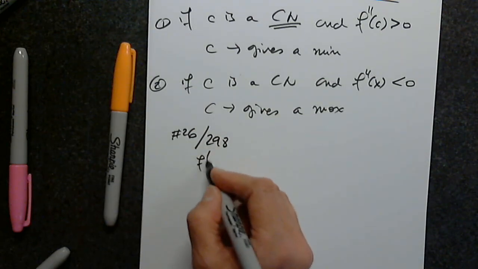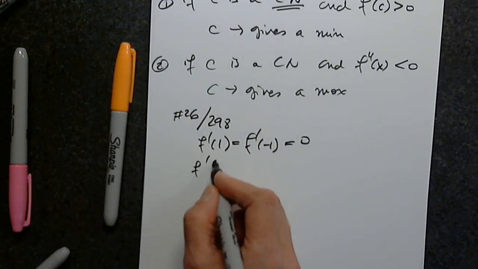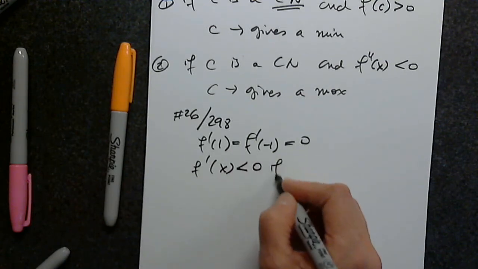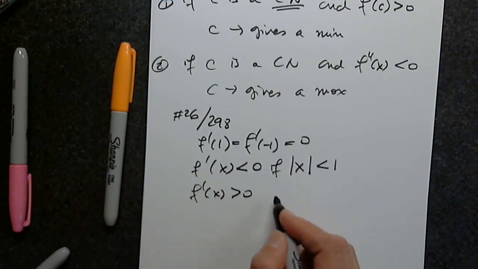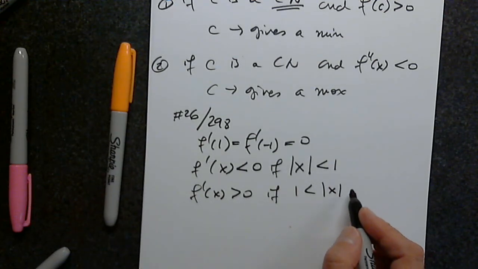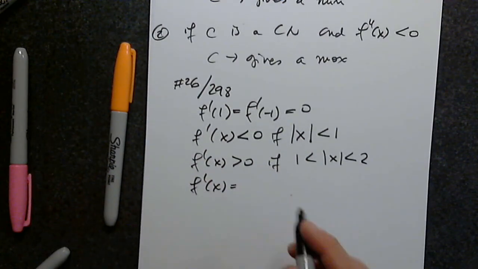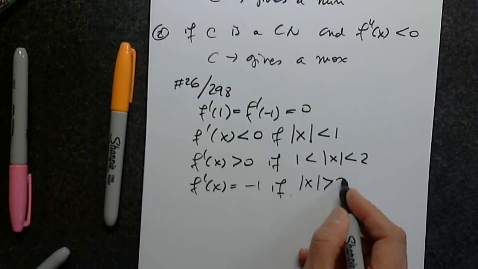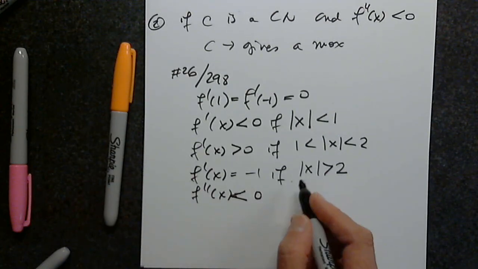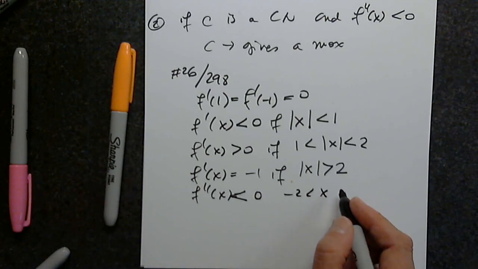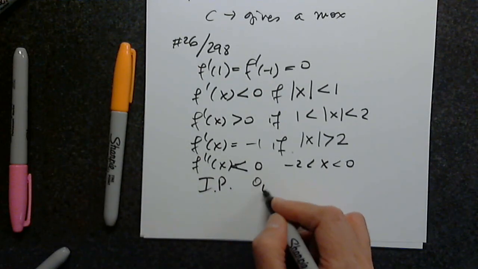298. So we have f prime of 1 equals f prime of -1 equals 0. F prime of x is less than 0 if the absolute value of x is less than 1. F prime of x is greater than 0 if the absolute value of x is between 1 and 2. F prime of x is -1 if the absolute value of x is greater than 2. The second derivative is less than 0 if x is between -2 and 0. And they say inflection point, IP, at (0, 1).